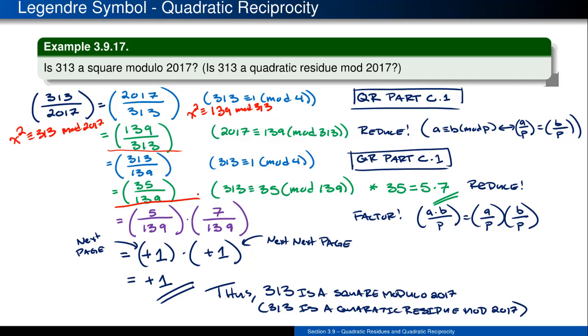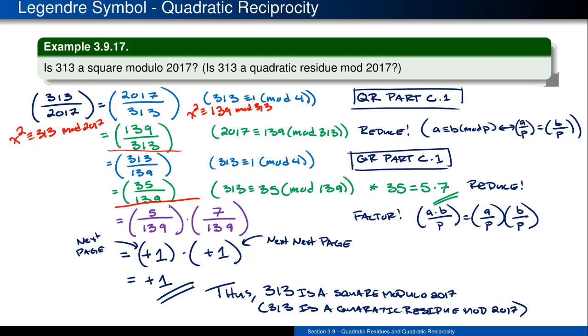And now I have a branch occurring, because I have 2 Legendre symbols multiplied together. So I'm going to take the thing on the left and do some arithmetic on it, then take the thing on the right and do some arithmetic on it, and then bring those back and do the multiplication. What we're going to see is that the 5 Legendre 139 returns a 1, and the 7 Legendre 139 is also going to return a 1, and the product of those two 1s is a 1, which tells me, yes, 313 is a square modulo 2017. That is, 313 is a quadratic residue modulo 2017.